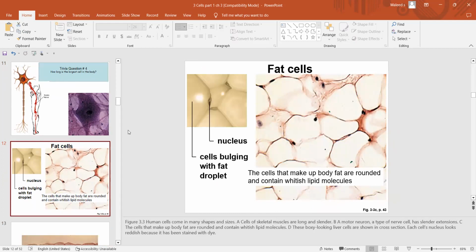Fat cells will look different than others. What are fat cells? Yes, some of our cells, their job is to store extra fat. And because of the fat filling, literally filling the space inside, filling the cytoplasm, it's going to push on the nucleus and push it to the side, and it will be looking like this.